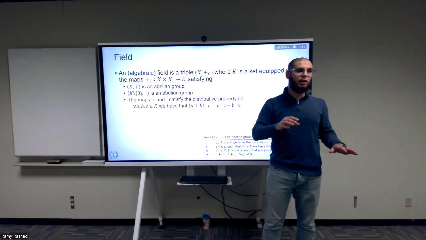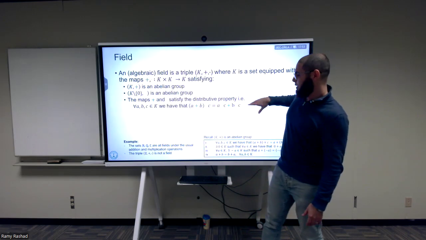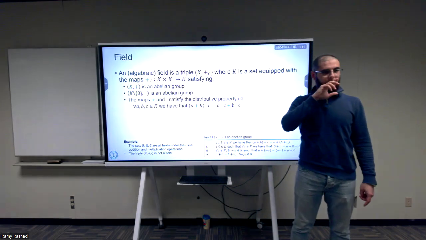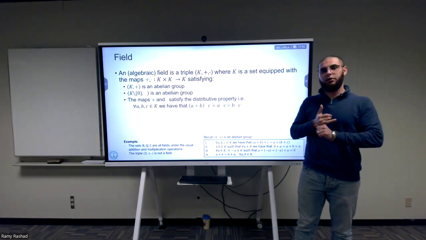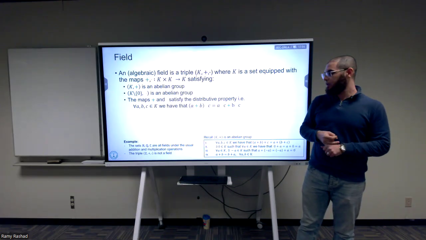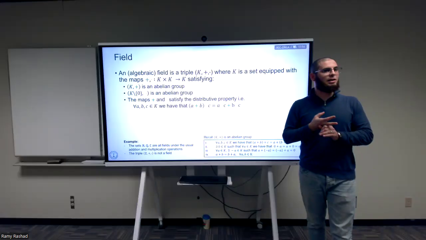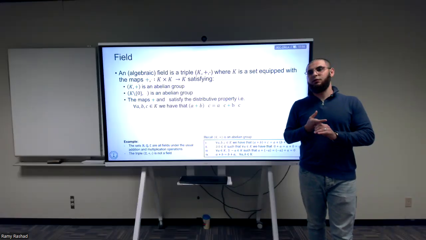I'll give you an example to see it clearly. Let me see where's the example. Yeah, so this is the example that we have. These are all examples: the set R, the set Q, and the set C. R was the set of real numbers, Q was the set of rational numbers, and C was the set of complex numbers.